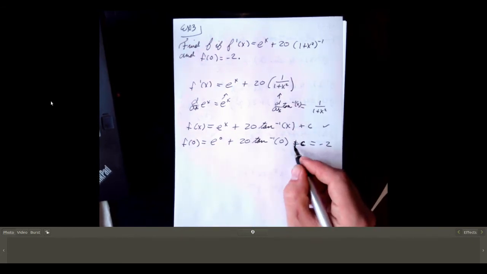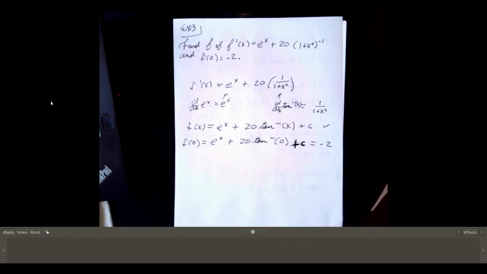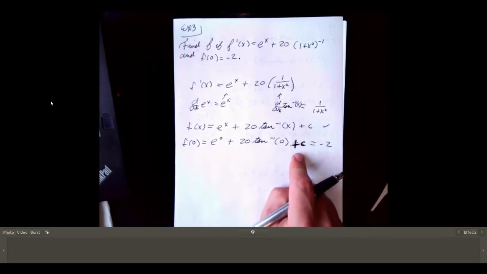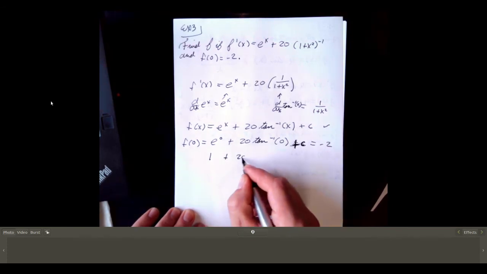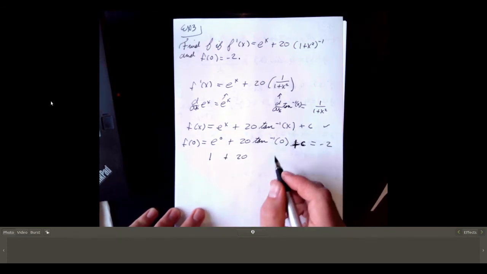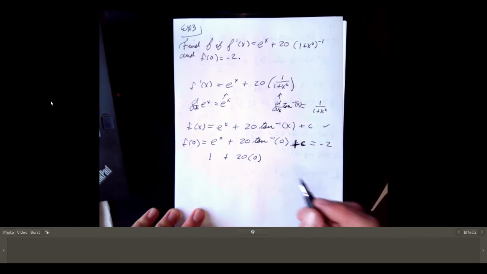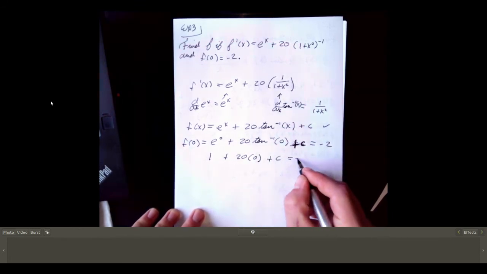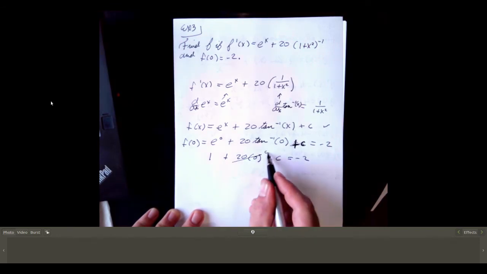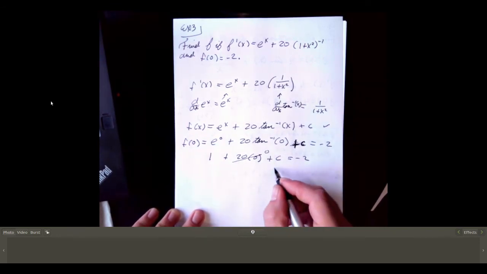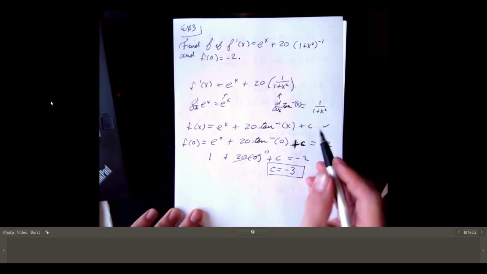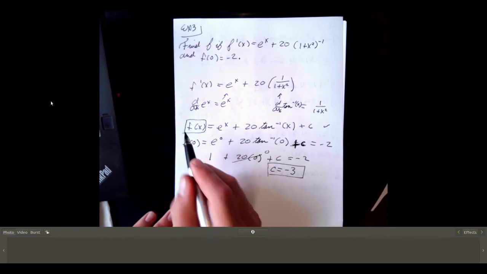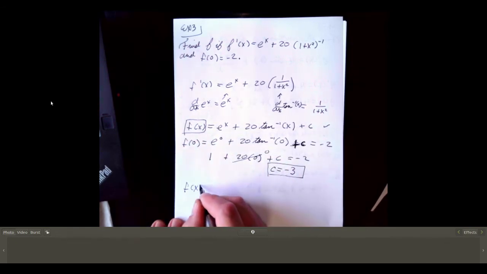And that's a plus sign. You're going to forget your plus c at some point. What we're trying to do now is figure out the value of plus c. Well, we know e to the 0 is equal to 1 plus 20 times the tan inverse of 0. The tan inverse of 0 is 0, plus some constant is equal to negative 2. That's equal to 0. 1 plus c is equal to negative 2. That means c is equal to negative 3. Now, we know what c is. We have gone from a general antiderivative to a specific one.